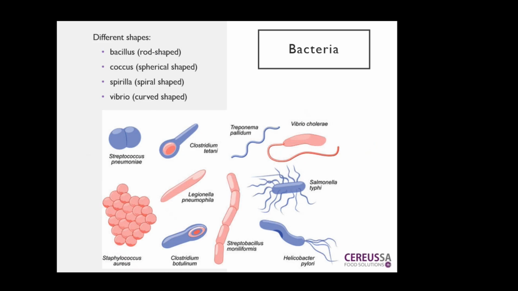Bacterial cells also come in different shapes and sizes. As can be seen from this picture, we get bacterial cells that are rod-shaped, and they are called the bacillus. There's also the spherical-shaped bacterial cells, which are called the coccus. The spiral-shaped bacterial cells are called spirilla, and the curved-shaped are called the vibrio. These shapes are often used to identify different types of bacteria, and that is also used in the bacteria's name, like Bacillus cereus or Staphylococcus aureus.